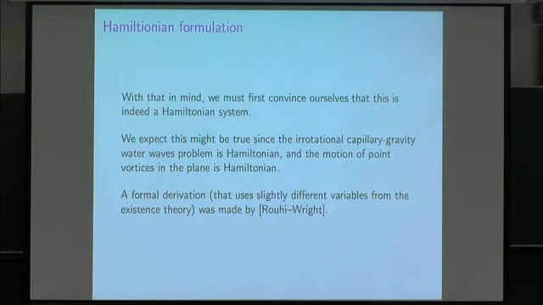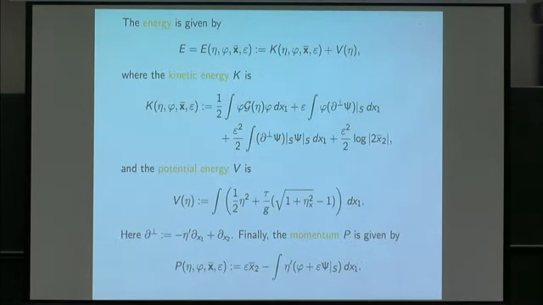And there actually is a very nice paper, a formal paper, but a nice one, by Ruhi and Wright, where they do make a derivation of a Hamiltonian formulation for this problem. They do it in different variables than we did with the existence theory, so we had to go back and do it quite differently. But okay, this is a very intimidating slide, but let me try and parse it.